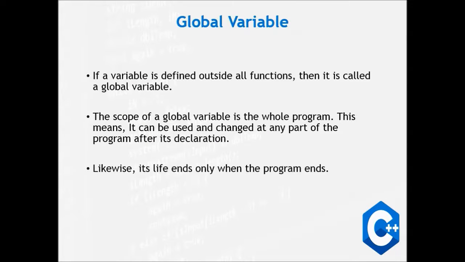Second type is global variables. If a variable is defined outside all functions, then it is called a global variable. The scope of a global variable is the whole program. This means it can be used and changed at any part of the program after its declaration. Likewise, its life ends only when the program ends.